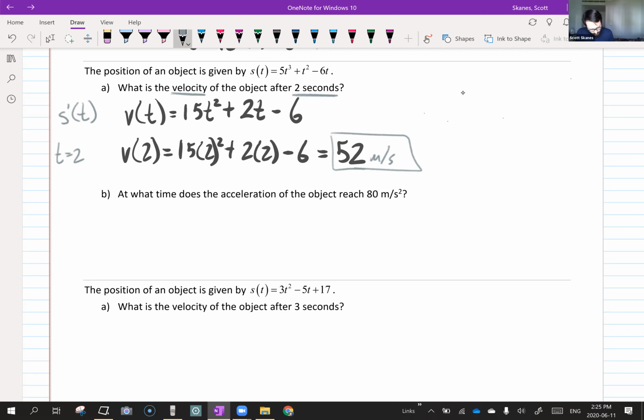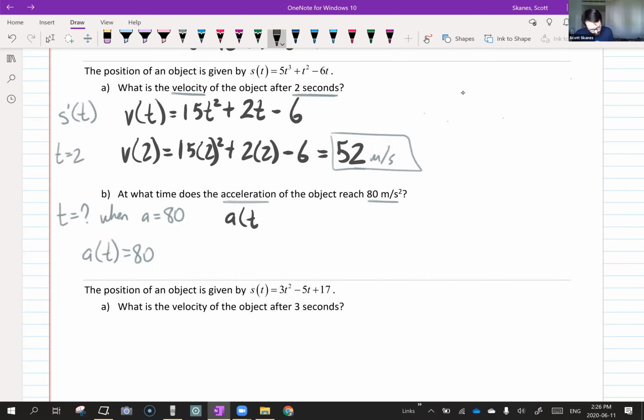Acceleration is our next question. At what time does the acceleration of the object reach 80 meters per second? So we have 2 things. We need to find the time when a is 80. Or in other words, we need to find a of t equals 80. But we don't need to worry about that too much. Let's just go through the motions.